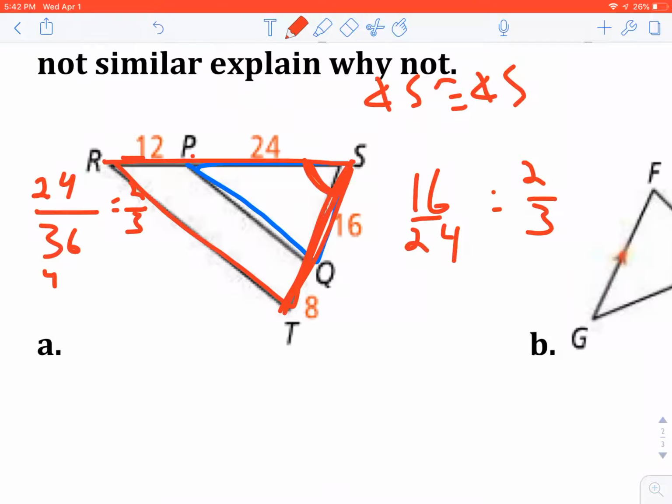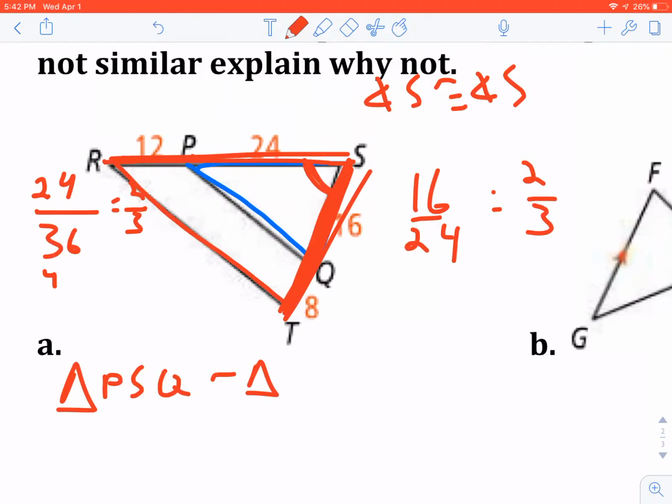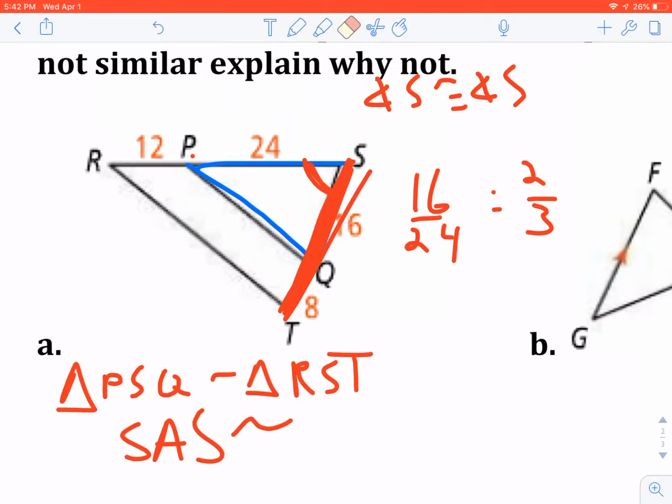So both this side and this side have a scale factor of 2/3, and angle S is congruent to itself. Therefore, triangle PSQ is similar to triangle RST by side-angle-side similarity. Okay? So that is your work for, was that 5A?